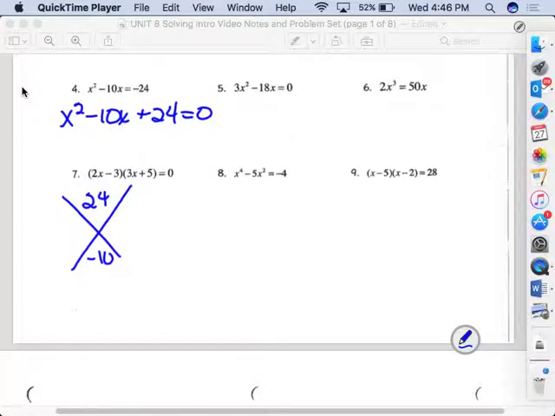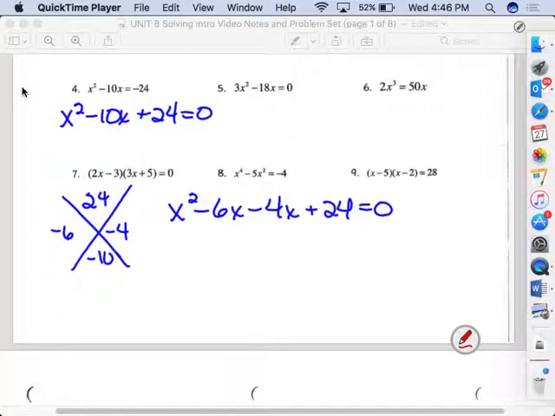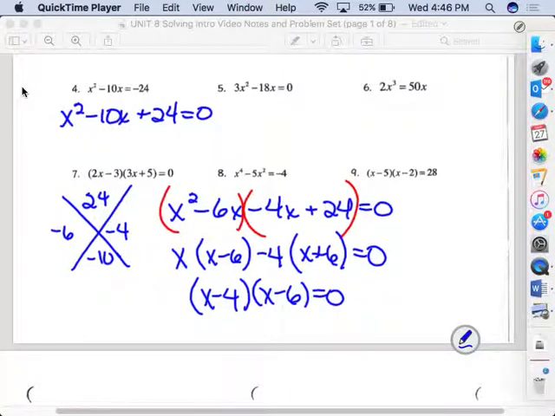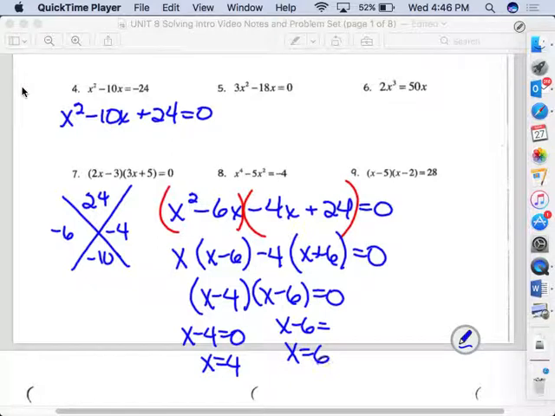Factors of 24 that sum to negative 10, so it's going to be negative 6 and negative 4. Then you need to run through your factor by grouping skill. Introduce your parentheses now. The GCF in the first binomial is x, leaving x minus 6 behind. And I need to remove a negative 4 so that I have positive x plus 6 left behind. So my two factors are x minus 4 and x minus 6, meaning that my two roots, the first root is positive 4 and the second root is positive 6.